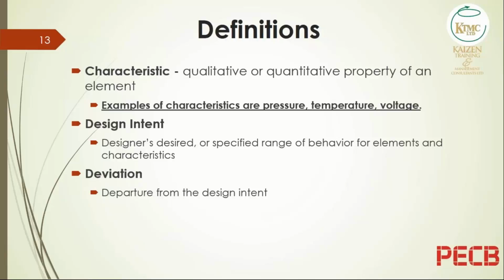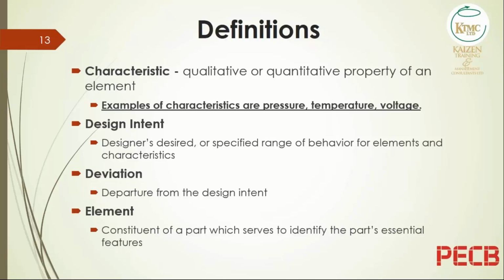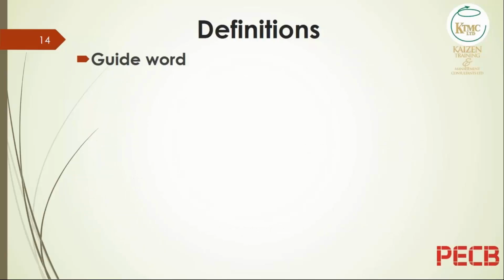A deviation simply means a departure from the design intent. An element is a constituent part which serves to identify the part's essential features. So it's necessary that those participating understand the various components. So this is why we would take them through definitions.